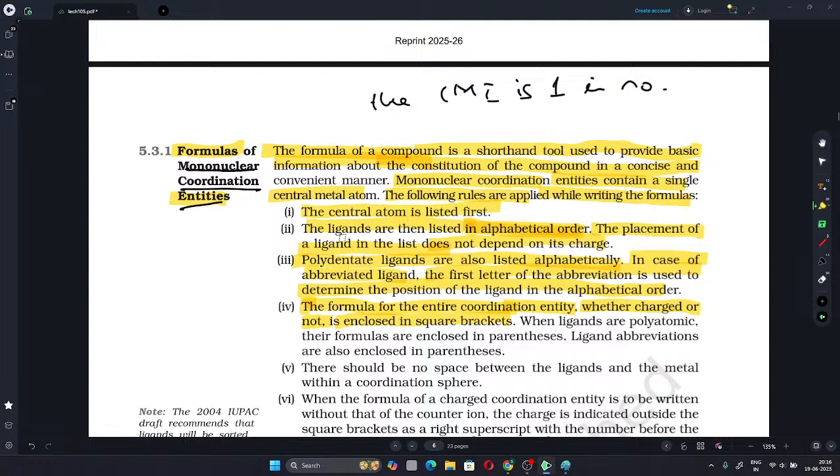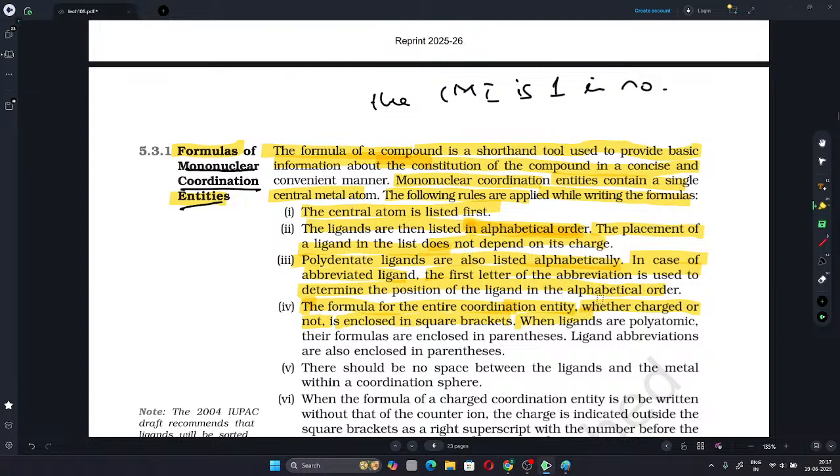The first point again, the central atom is listed first. The ligands are then listed in alphabetical order. The placement of a ligand in the list does not depend on its charge. Polydentate ligands are also listed alphabetically. In case of abbreviated ligands, for example EDTA, the E, the first letter in the abbreviation, is used to determine the position of the ligand in the alphabetical order. The formula for the entire coordination entity, whether charged or not, is enclosed in square brackets.